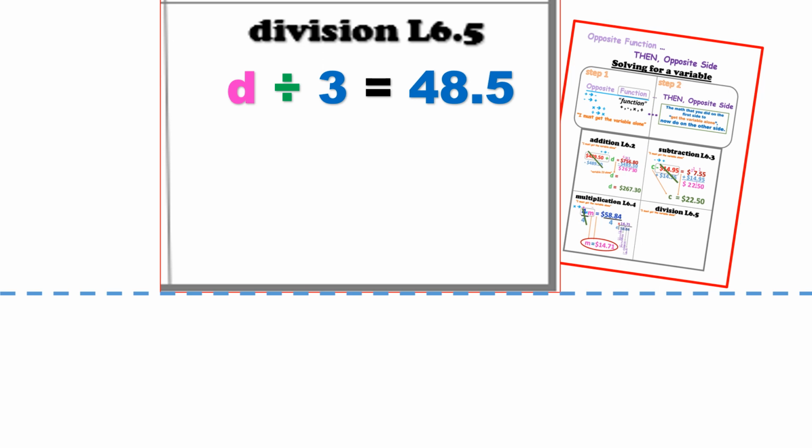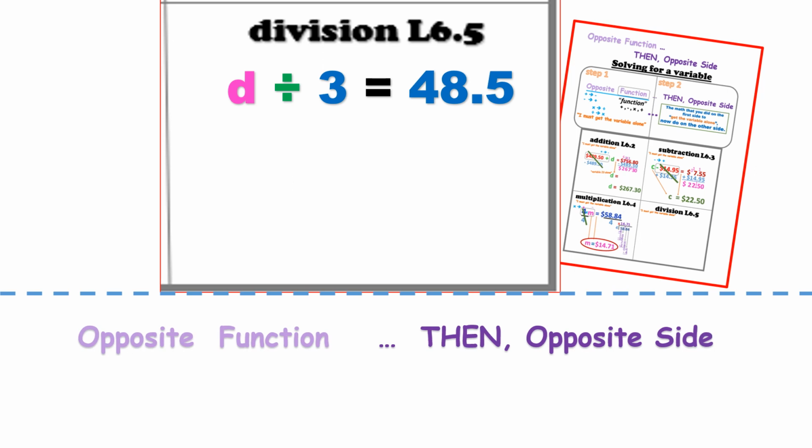Need to understand, once again, that a variable is a letter or symbol used in a math problem when I don't know what the value of the number is. I have to remember that my process is always, always, always to do the opposite function, then I do it on the opposite side. So if I know that I need to get my variable alone, and that's my step 1, then I ask, well, what is the opposite function? What function is happening to my D?